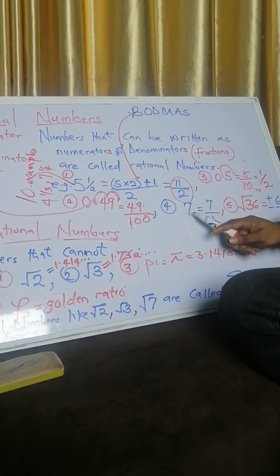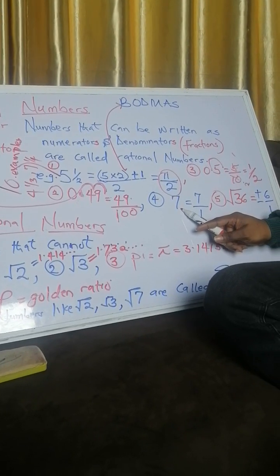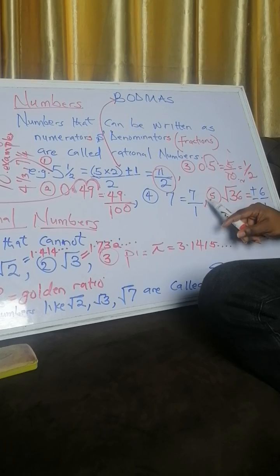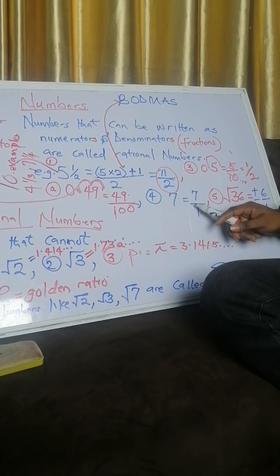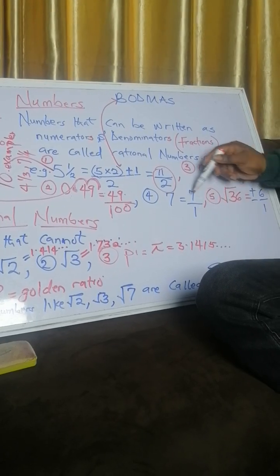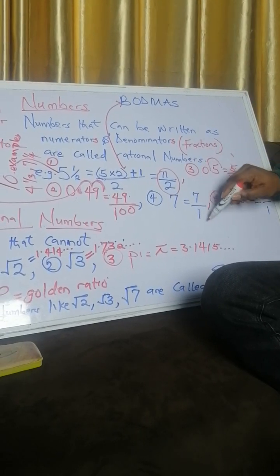Then look at number 4. This is 7. Okay, in any calculation, 7 is the same thing as 7/1. So if I press my calculator, 7 divided by 1, that is 7.